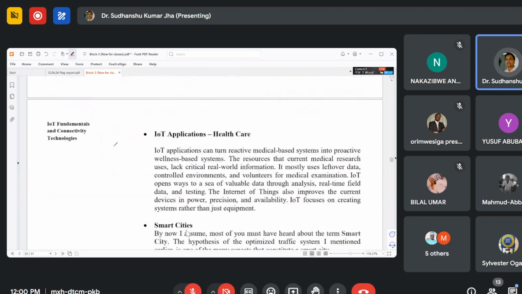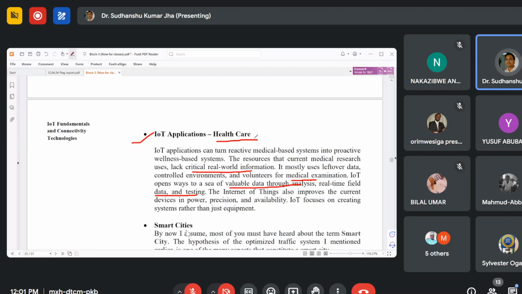Similarly, IoT application in healthcare is one of the most prominent areas of the IoT. Hospitals and healthcare providers are now using IoT devices to monitor the critical illness of patients. Medical examination, seeing the data through analysis, real-time field data testing, etc. are being performed by IoT applications in healthcare.